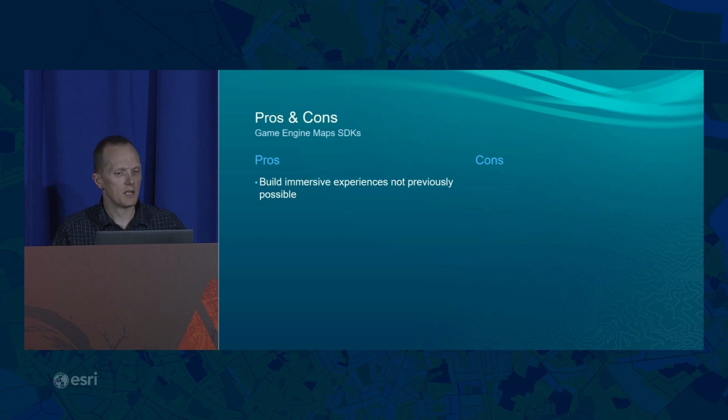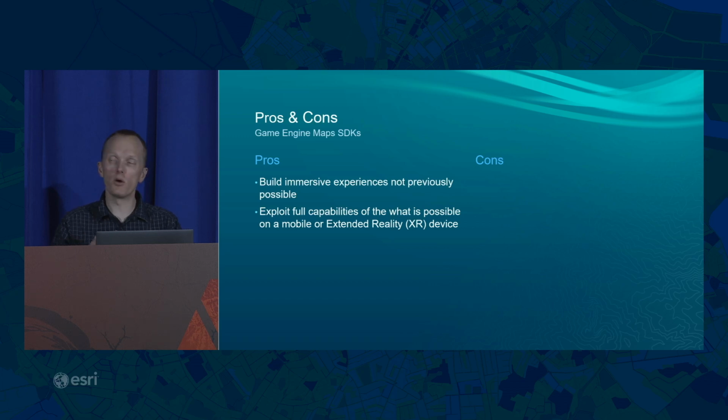What about pros and cons? One of the pros of the game engine SDKs is the ability to build immersive extended reality experiences that weren't previously possible. You can exploit the full capabilities of what is possible on a mobile or extended reality device. Those two examples that I showed with the high fidelity or premium rendering experience, but also the weather system plugin to bring in realistic weather, and then full capabilities in terms of the ability to participate in that kind of mesh collider and have that realistic, believable experience. And then the existing game engine developer community.